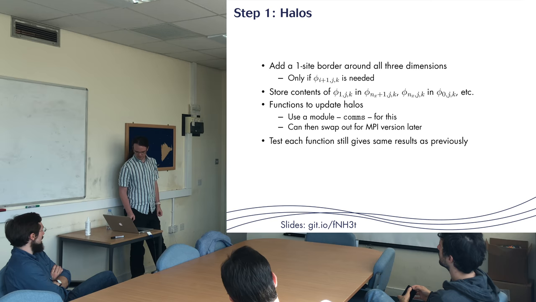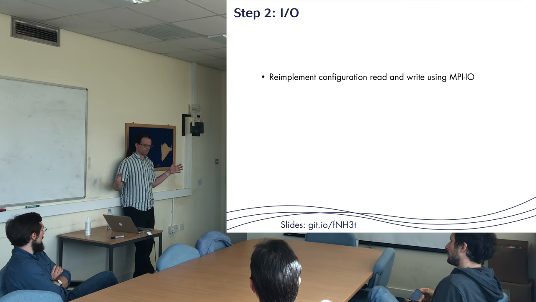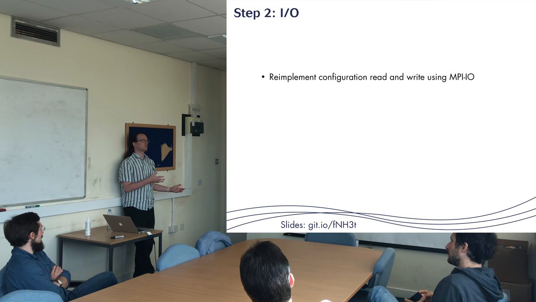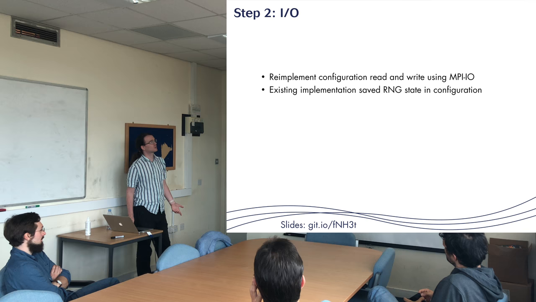Step 2, doing the I/O. So when I started doing the MPI implementation, I thought I'd do something self-contained first rather than trying to jump in to rewrite the entire program's calculation scheme. So I decided this is self-contained because I can test afterwards that the thing I've read is the thing I read before, and the rest of the program still works. So re-implement, read and write of field configurations.